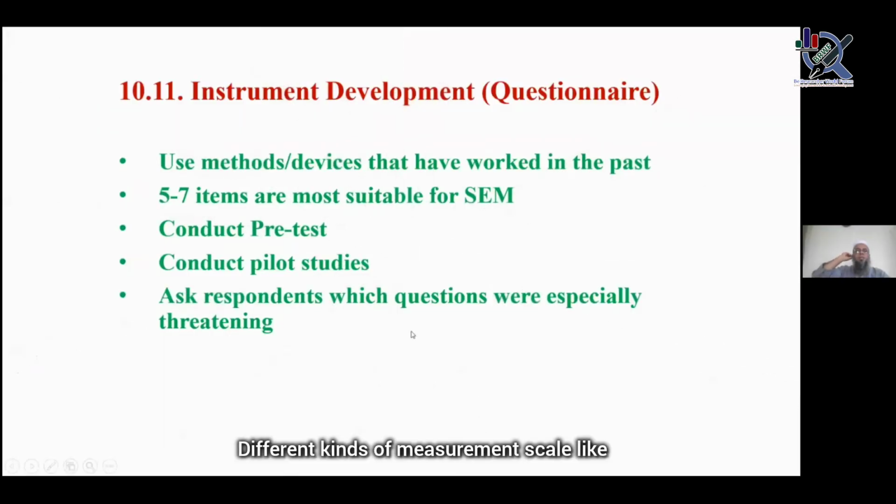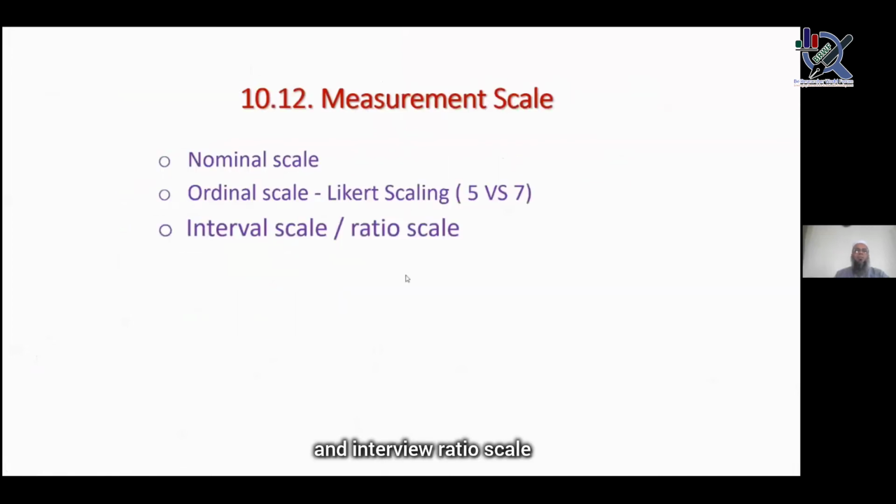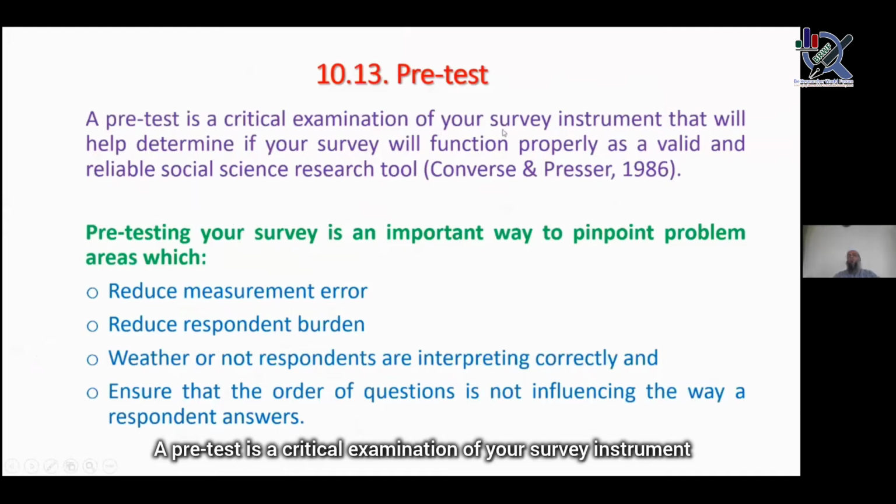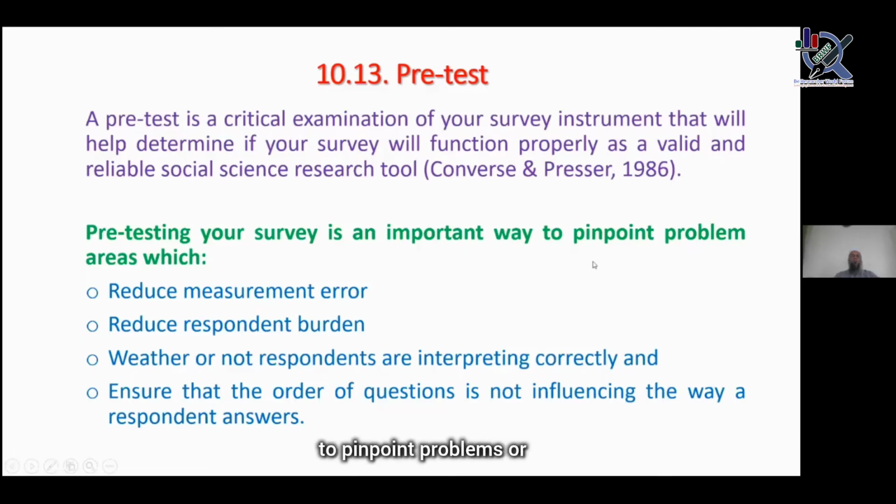Different kinds of measurement scale, like nominal scale, ordinal scale, interval and ratio scale. This is the pretest. What is pretest? A pretest is a critical examination of your survey instrument that will help to determine if your survey will function properly as a valid and reliable social science research tool. Pretesting your survey is an important way to pinpoint problem areas, reduce measurement error, reduce respondent burden, check whether respondents are interpreting correctly, and ensure that the order of questions is not influencing the way respondents answer. So this is the purpose of the pretest.